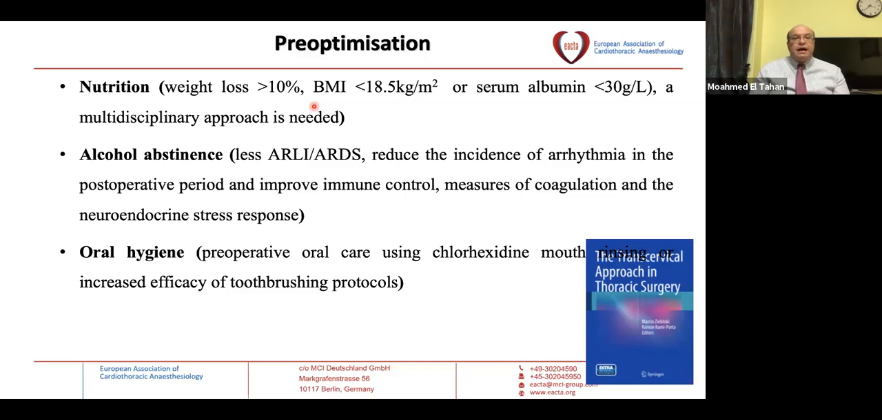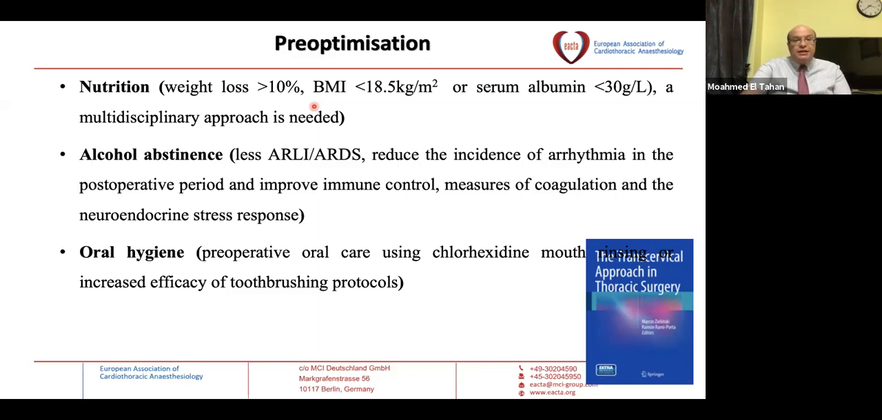Alcohol abstinence should be considered because when you withhold alcohol, those patients might have less incidence of acute lung injury, acute respiratory distress syndrome, and also reduced incidence of arrhythmia during the post-operative period and atrial fibrillation, which is common after lung resections, and improved immune control. Measures also to improve the coagulation and processing, and also to reduce the neuroendocrine response to surgery and anesthesia.